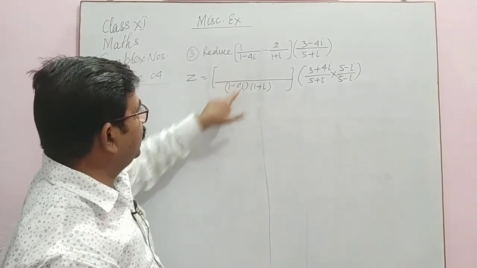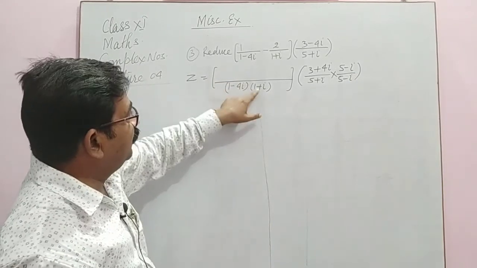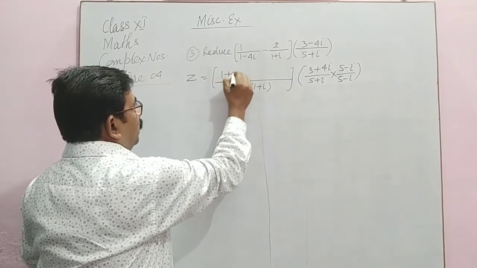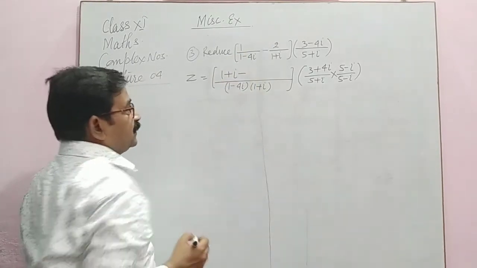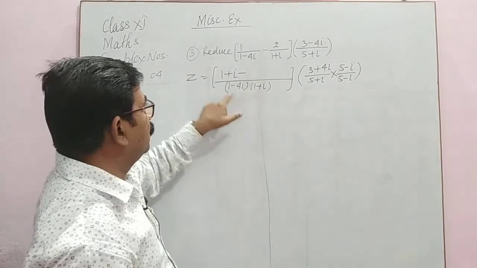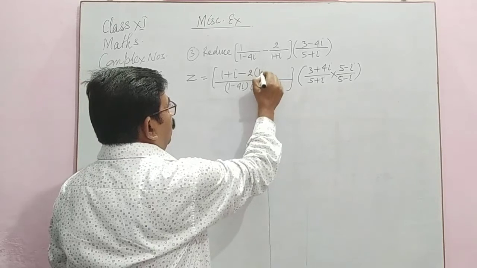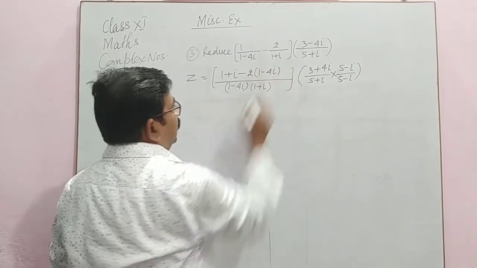Here 1 minus 4i will be cancelled. We have 1 plus i into 1. We have 1 plus i minus 1 plus i, and we get 2 times 1 minus 4i.